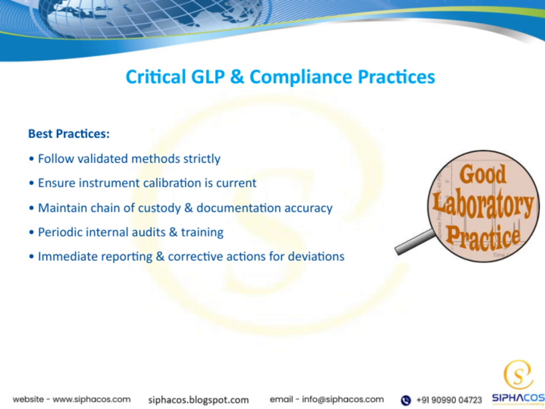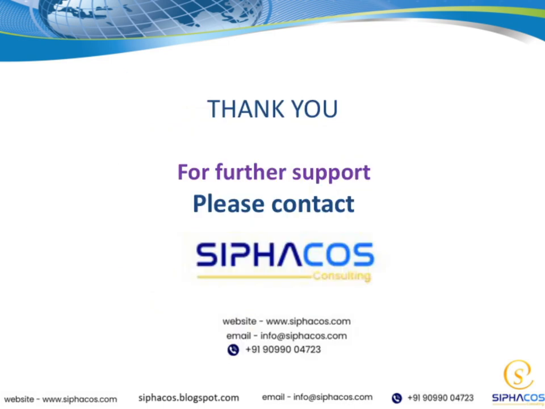Maintaining a clear chain of custody and accurate documentation helps us track samples and procedures, which is crucial for audit trails. Regular internal audits and ongoing training are also important. They help us identify areas for improvement and keep everyone up to speed on best practices. Lastly, if any deviations or issues arise, immediate reporting and corrective actions are essential to prevent problems from escalating. These practices, when consistently applied, form the backbone of a robust compliance program and ensure our work meets the highest standards.